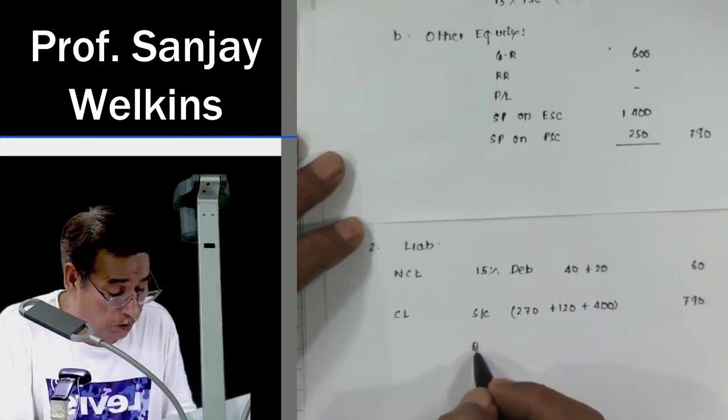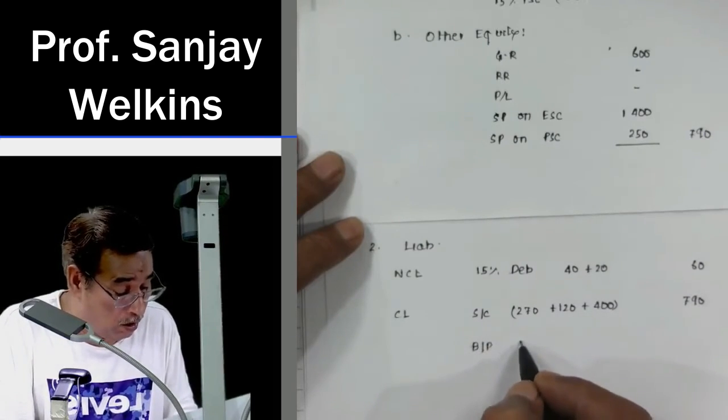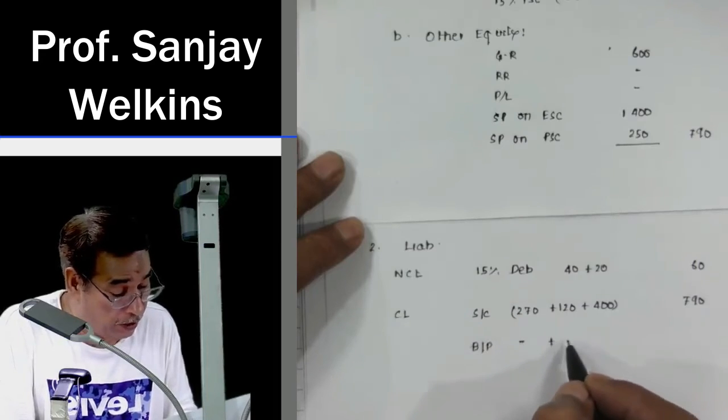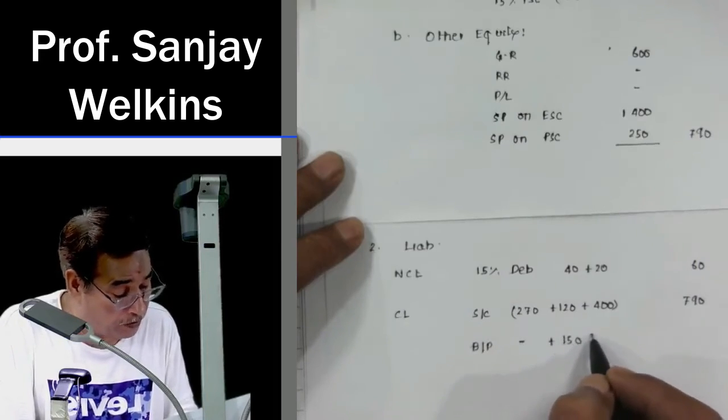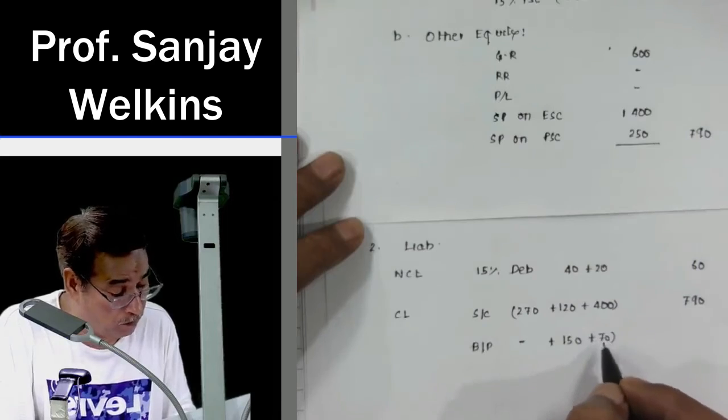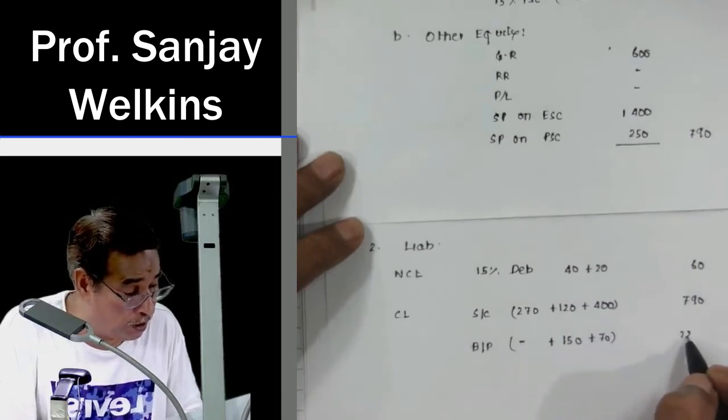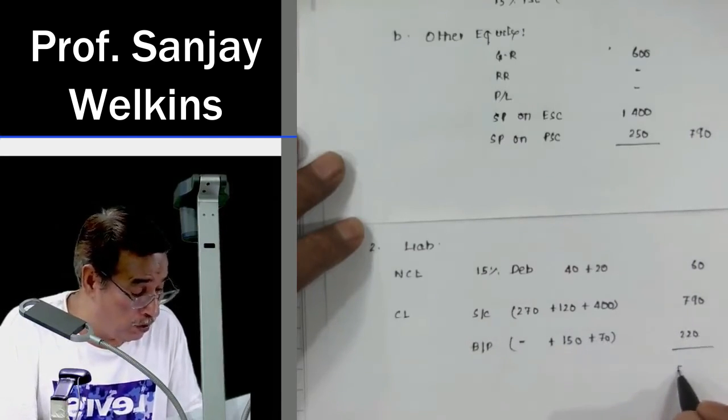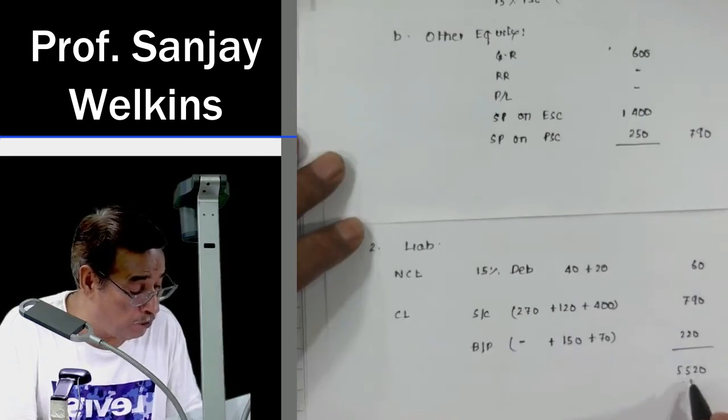Then bills payable. Z Limited is not having any bills payable. 150 plus 70. 220. Total will be equal to 5520.